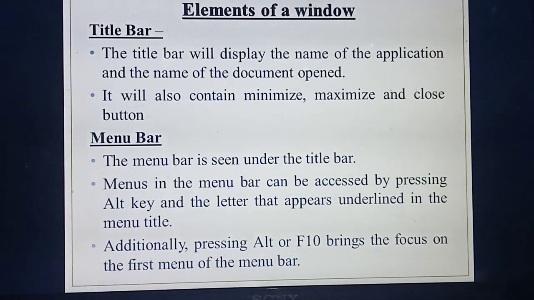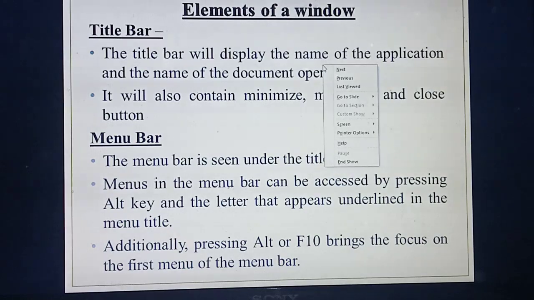First one is the title bar. What's the use of the title bar? It will display the name of the application. Whichever name you have saved, the file will open with that name. The title bar is always used to display the name of the application. It will also have three buttons. What are the three buttons? Minimize, maximize and close button.